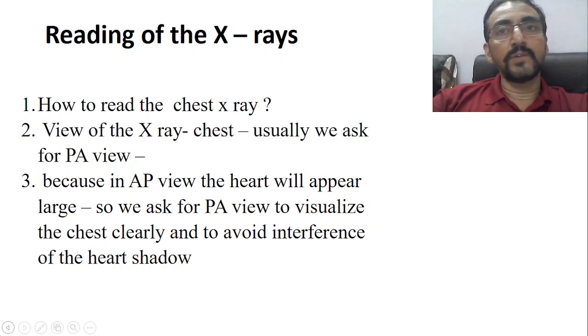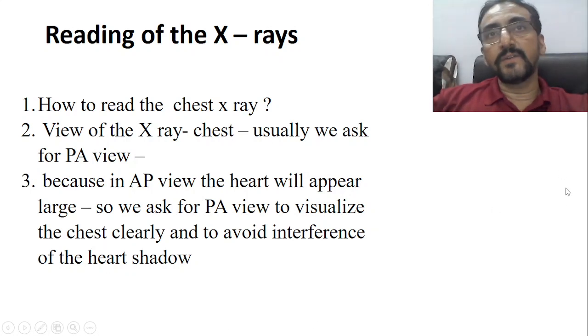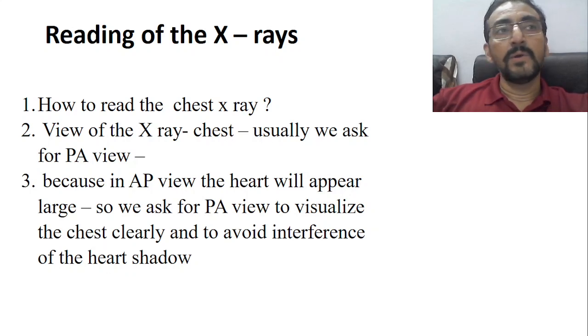Of course, we can also go for lateral view to have better understanding. But most commonly, and always, we will go for PA view, because if you go for an AP view, the heart will come in between and clear-cut visualization of the chest is not possible. So this is the first step that we should know when we are reading the X-rays: whether this X-ray has been taken in PA view or AP view. In chest X-ray, always it should be a PA view.